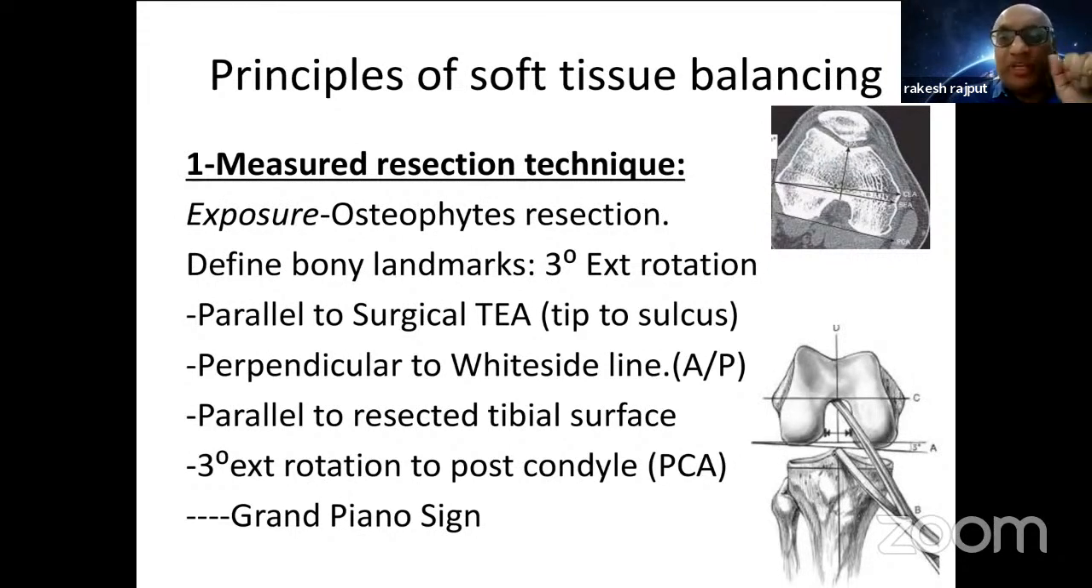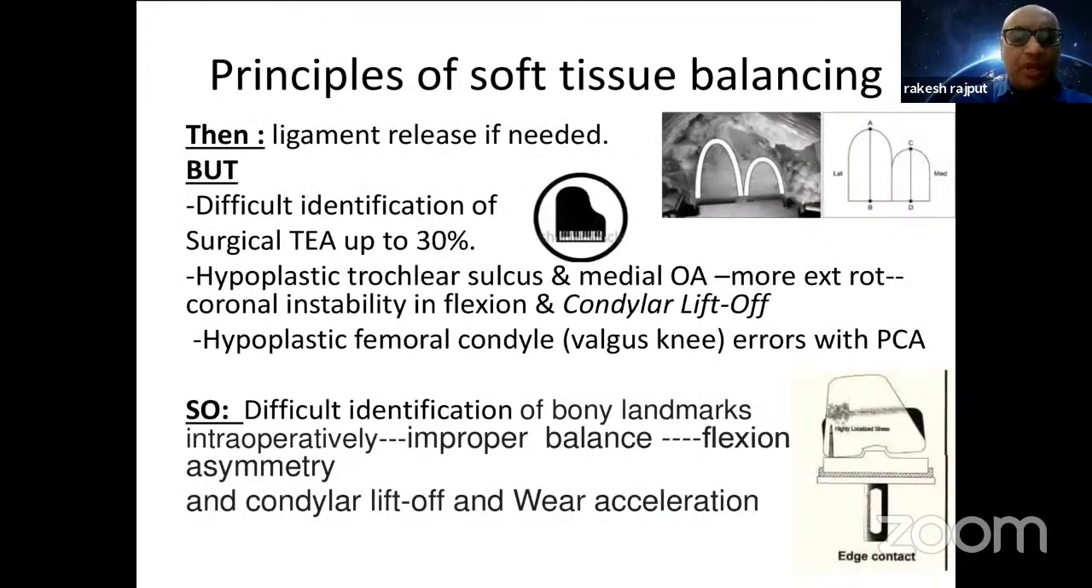If it's a rheumatoid, you might take less. And then you basically independently cut the femur based on your transepicondylar axis or Whiteside line or the tibial cut or the posterior condylar axis. The question is, is this very safe? But if you look very carefully, many times you have a very superficial notch. You can't even define the Whiteside line carefully.